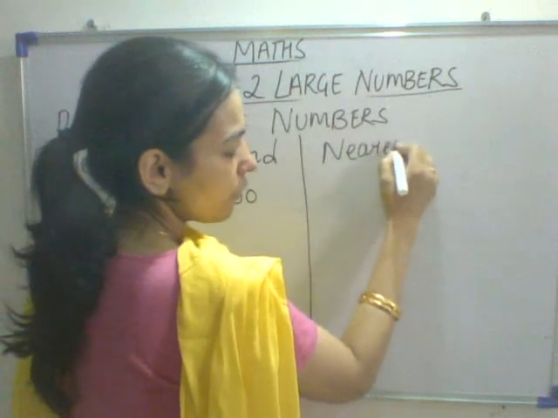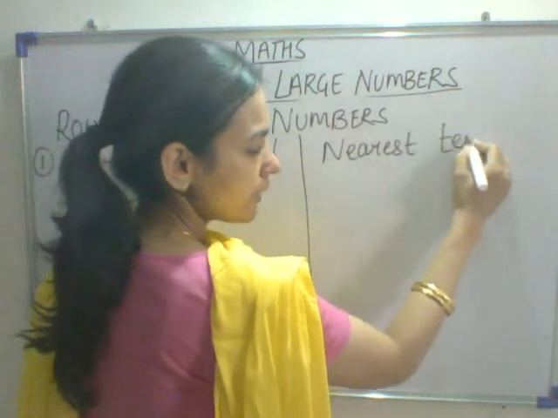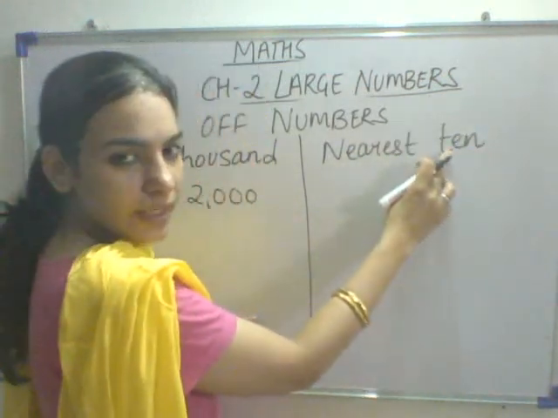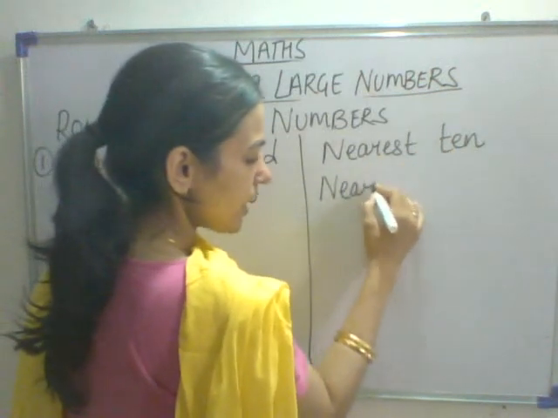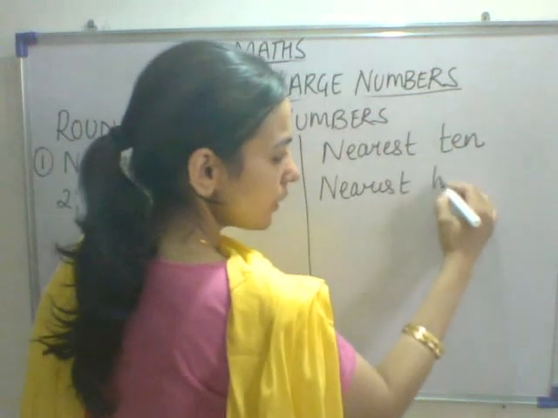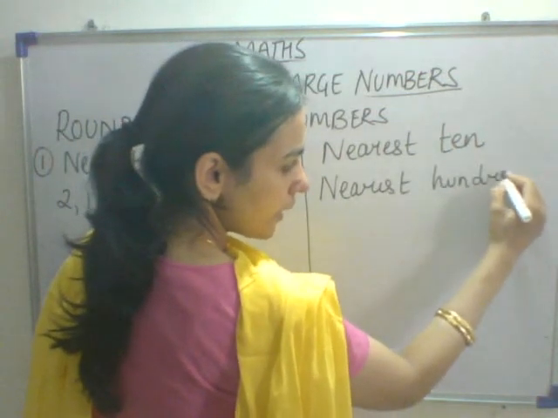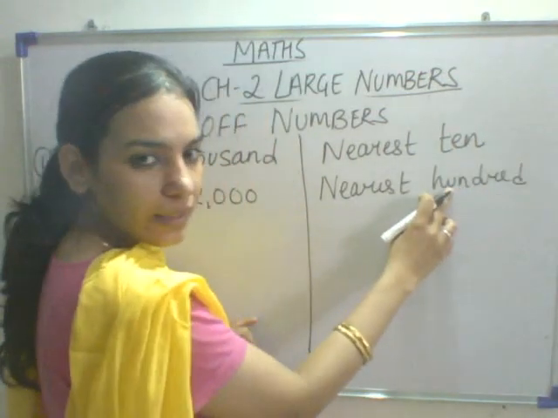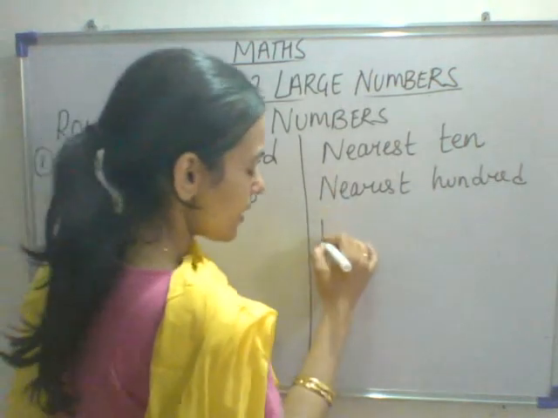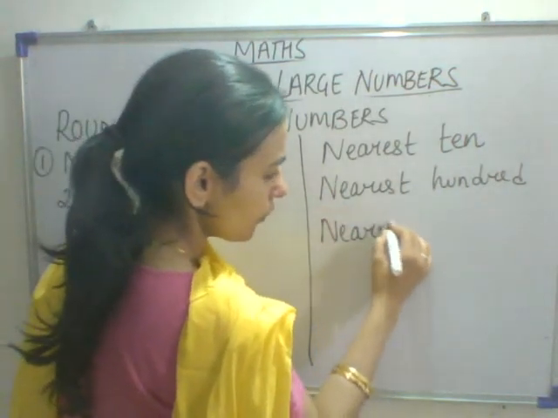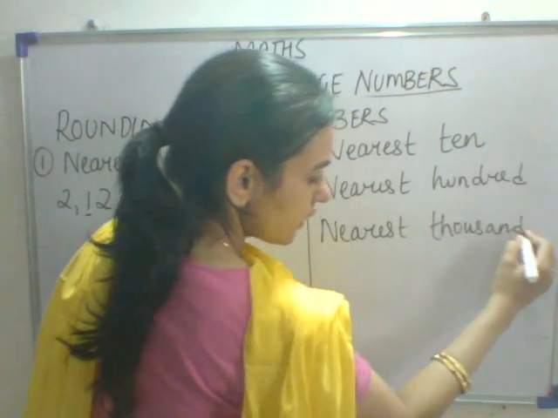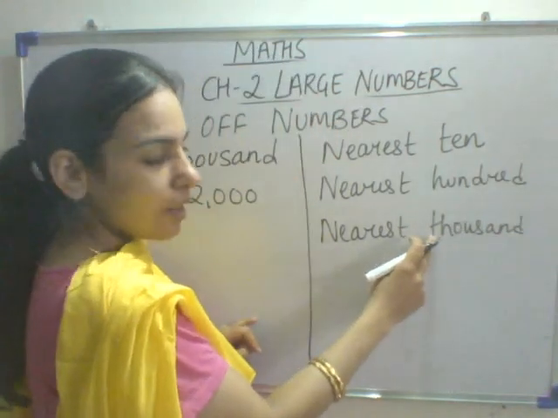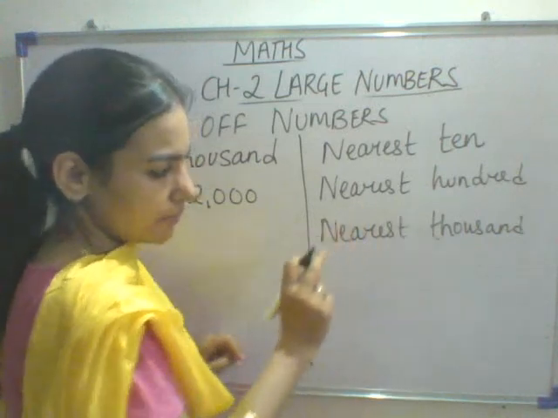Okay, so rounding off, you just remember what is given in the question. If it is given that you have to round off to the nearest 10, you have to see the digit at the ones place. If in the question it is given that you have to round off to the nearest 100, then you have to see the digit at the tens place. If you have to round off to the nearest 1000, then you will be seeing the digit at the hundreds place.